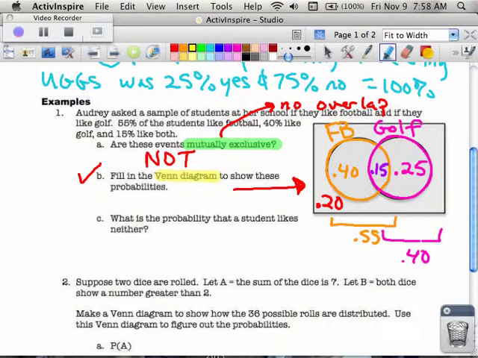That picture on the right-hand side. And the probability that the students like neither, we just got done talking about, the probability that they like neither was 0.20. You could also write it as 20% if you want to. Either one is fine.